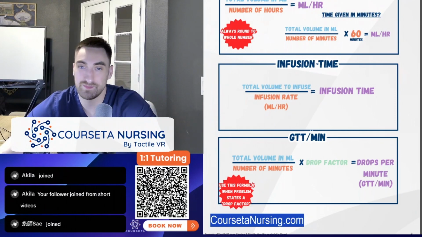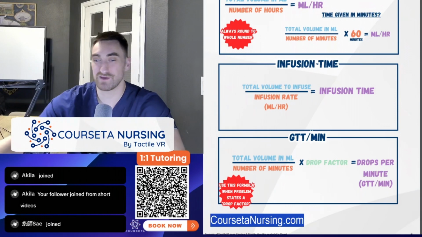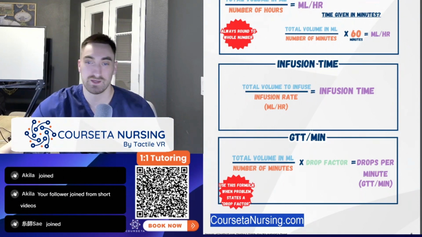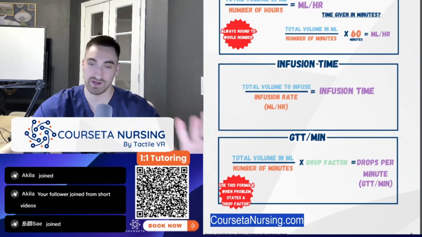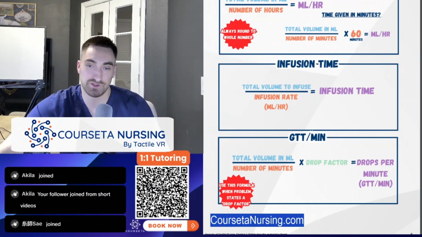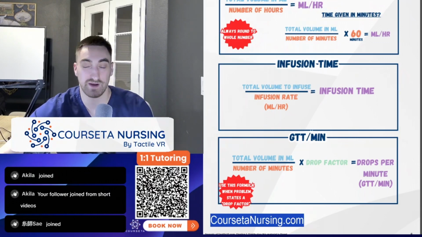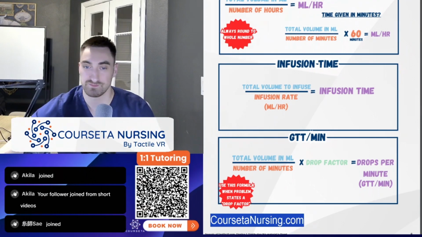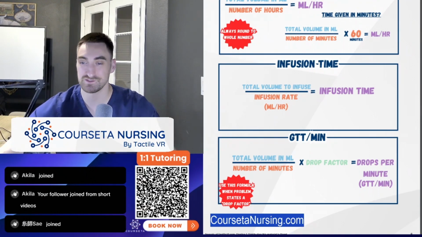The good thing about this is that if you see a question that even mentions drop factor, then you know that you use this formula every single time. If it mentions drop factor, it's asking for drops per minute. So here's your formula: the total volume in mLs divided by the number of minutes they give you, times the drop factor. Once again, if you see drop factor in your question, it's asking for you to use this formula.